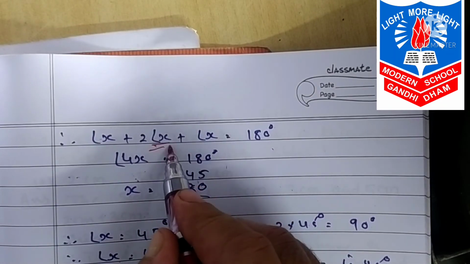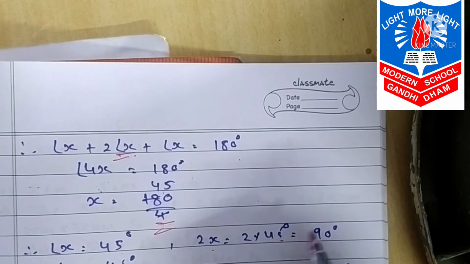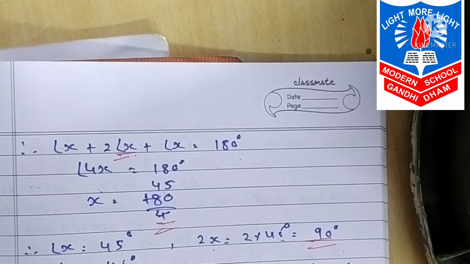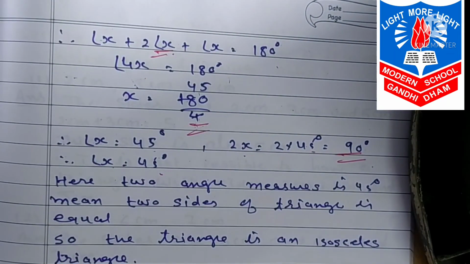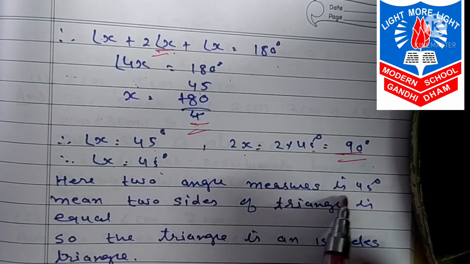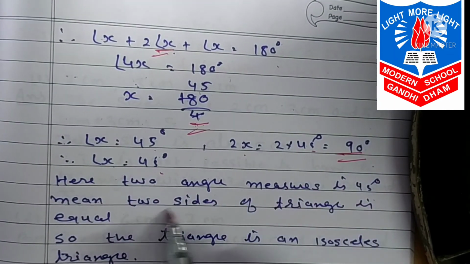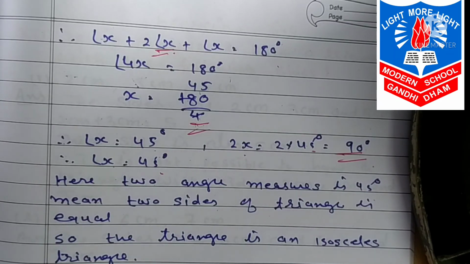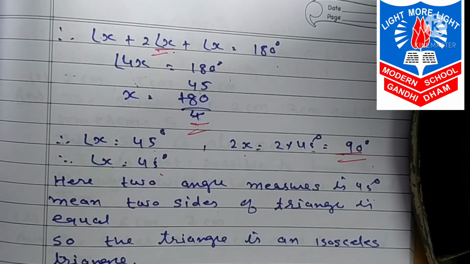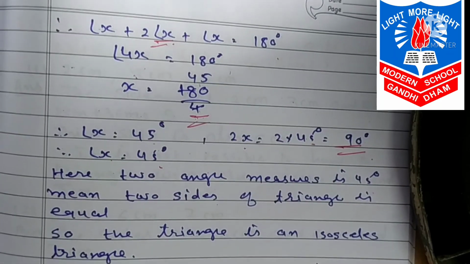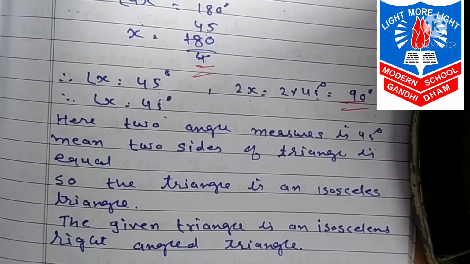Its one angle's value is 2x. So 2 into 45 means 90. We get one angle 90. Okay. So here two angles measure 45, which means the two sides of the triangle are equal. Two angles have the same measurement, so two sides are equal. So the triangle is an isosceles triangle.